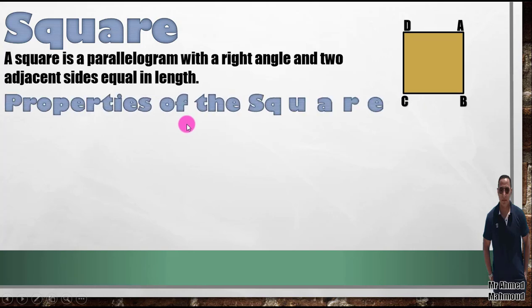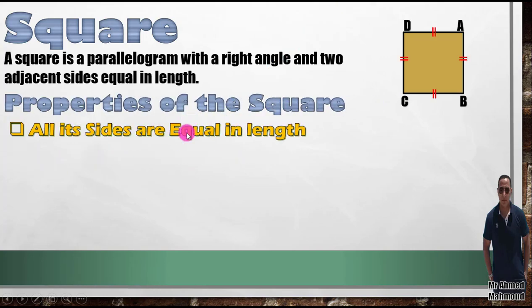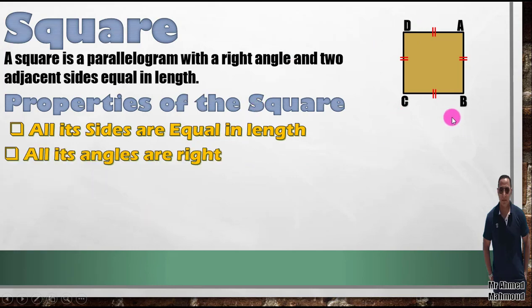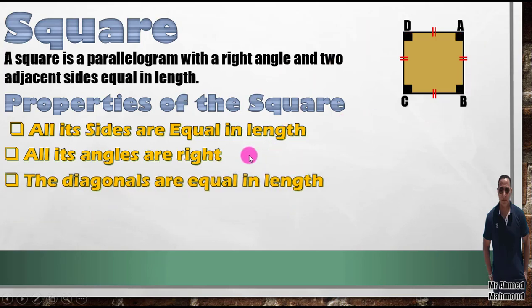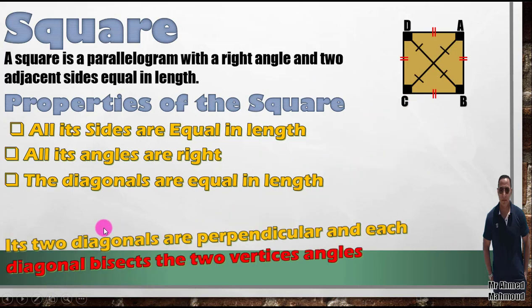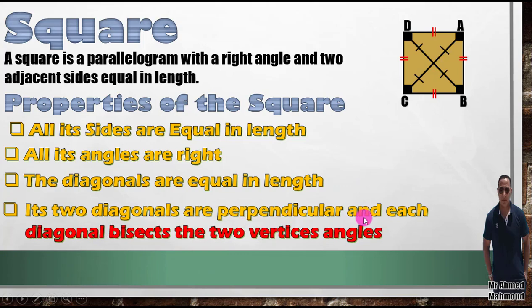Number 1, all its sides are equal in length like the rhombus. All its angles are right like the rectangle. The diagonals are equal in length like the rectangle. The diagonals are perpendicular like the rhombus, and also the diagonals bisect its vertex angles like the rhombus.